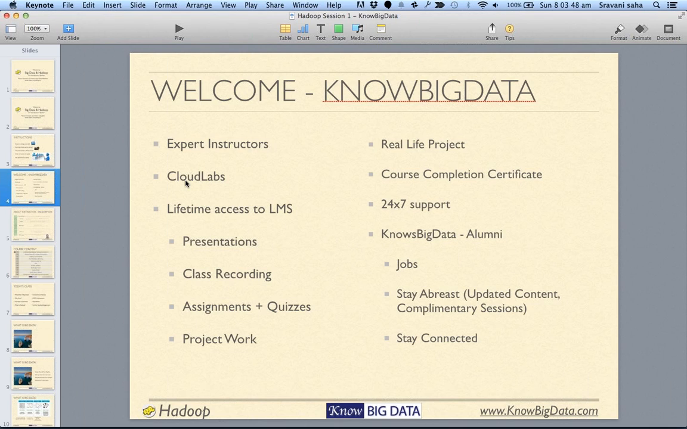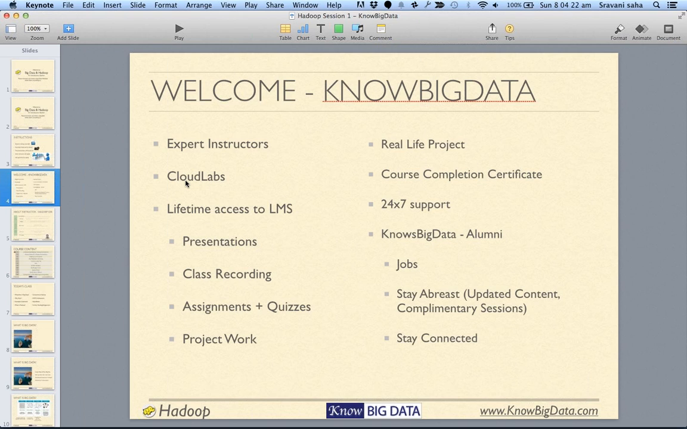All right, so a little bit brief about NoBigData. NoBigData tries to have the instructors as expert as possible. Our focus is on bringing the subject expert in as instructors, who are from the product development industry, not the typical trainer industry, mostly the product development guys.